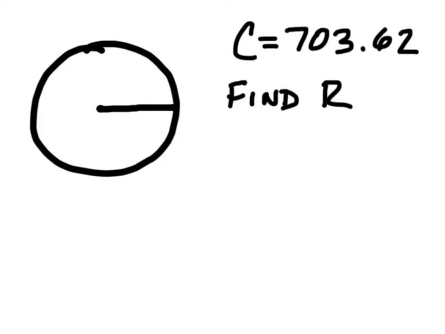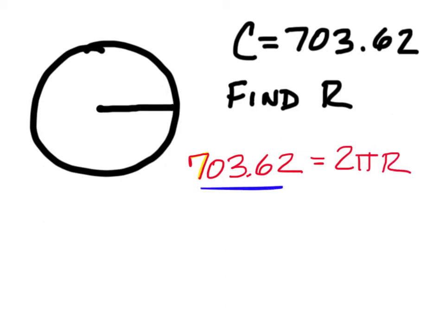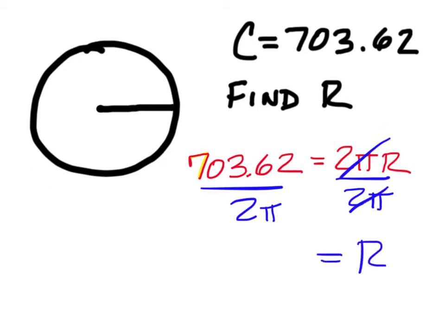You need a red marker first, and then 703.62 equals 2 pi r. And then divide both sides by 2 pi. This will cancel out. You're left with r, and then 703.62 divided by 2 times pi, which comes out to be 112.